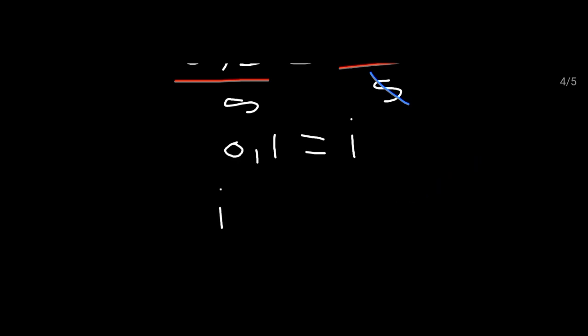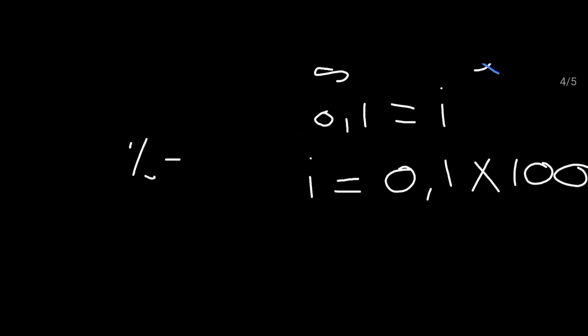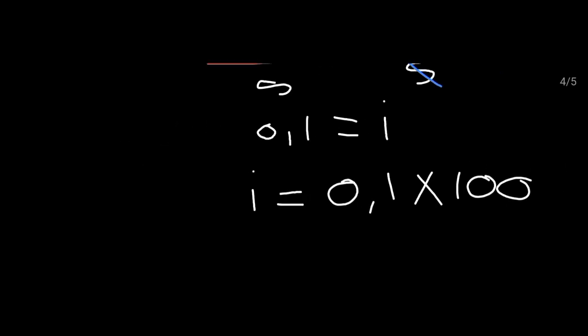So then now our interest, remember A equal to B can also be written as B equal to A. So our interest is equal to 0.1, and then I multiply by 100. When you go from percentage to decimal, you divide by 100, and from decimal to percentage, you multiply by 100. So our interest is 0.1 multiplied by 100, which is 10%.